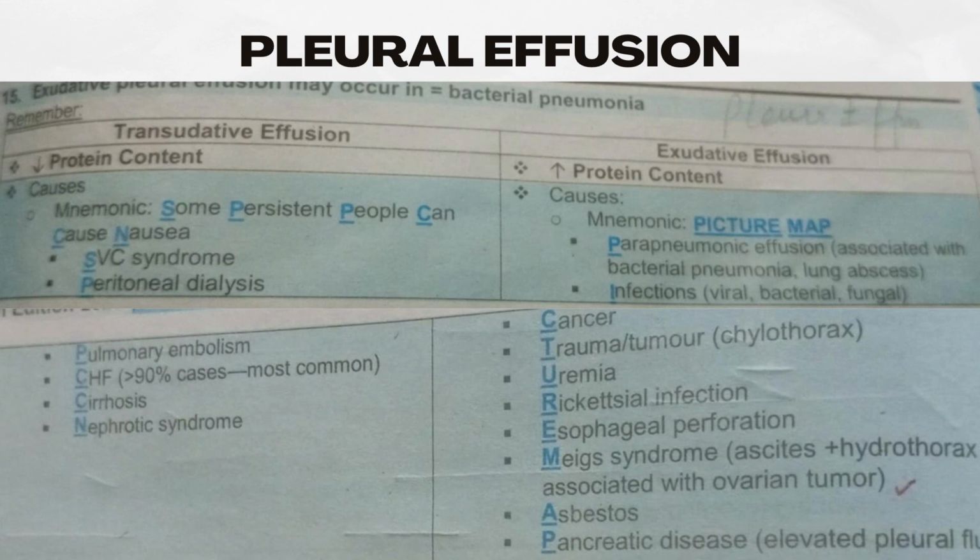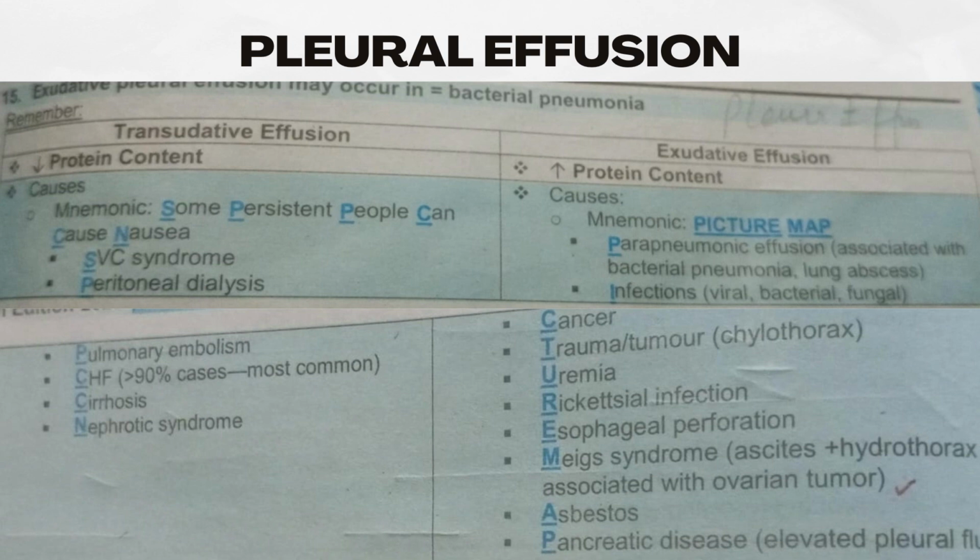Then for exudative effusion, the mnemonic is PICTURE MAP. P is for parapneumonic effusion that is associated with bacterial pneumonia and lung abscess. I is for infections, that is bacterial, viral, and fungal.